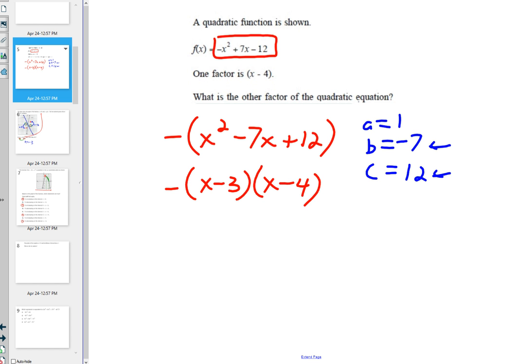So in reality, this function has three factors. It has the negative, the x minus 3, and the x minus 4. They already gave you the x minus 4. The negative was not one of your choices for the answers. If you look down the list of answers, that was not one of the choices. So what's the one you would have picked? X minus 3. Questions there?